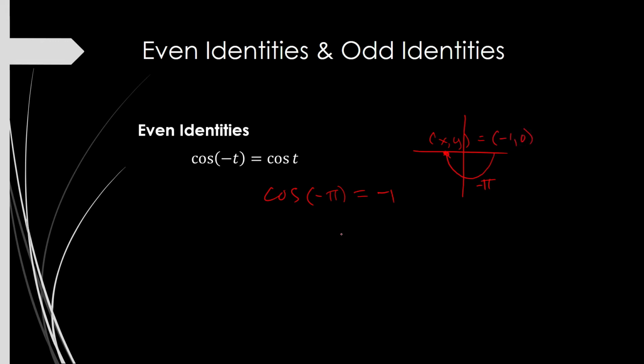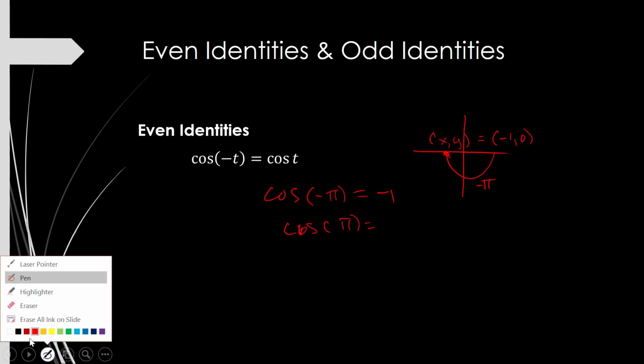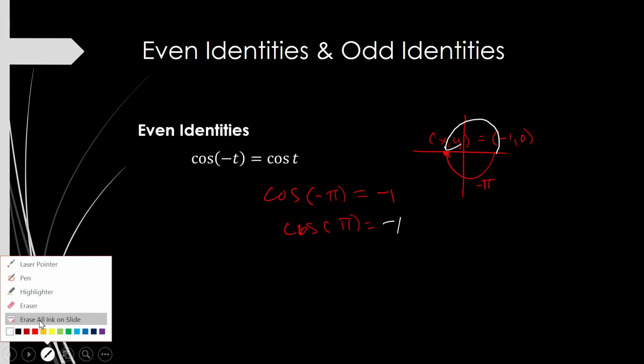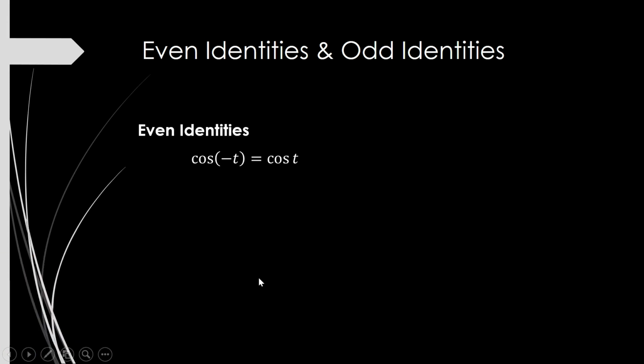And the point is negative 1, 0. What is cosine of pi? Well, you will rotate your angle by pi radians counterclockwise, and you will fall on the same terminal point. And so cosine of pi is also negative 1. So that is what it means to be an even identity: cosine of negative t is equal to cosine of t. So cosine is an even function, and so we have this even identity.